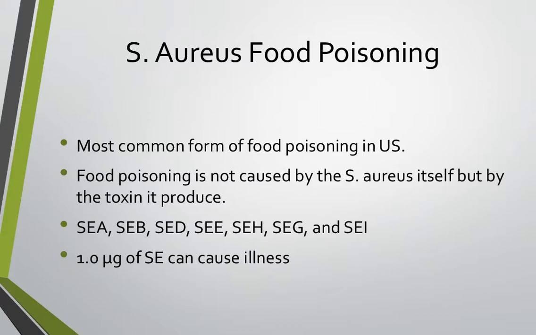Staph aureus food poisoning is one of the most common forms of food poisoning in the United States. It can produce an enterotoxin called staphylococcal enterotoxin, which is responsible for food poisoning. There are different types of enterotoxin produced by Staph aureus, and type A is commonly related to staphylococcal food poisoning. Other types produced by Staph aureus are SEB, SED, SEH, SEG, and SEI, and all of them can cause staphylococcal food poisoning.